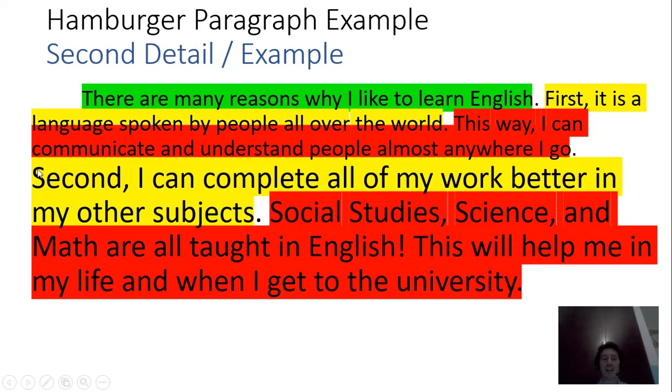So I get my second idea. So second, what's another reason why you like to learn English? I can complete all of my work better in my other subjects. So again, yellow. Social studies, science, and math are all taught in English. This will help me in my life and when I get to the university. Stop. So now I have two reasons why you like English.